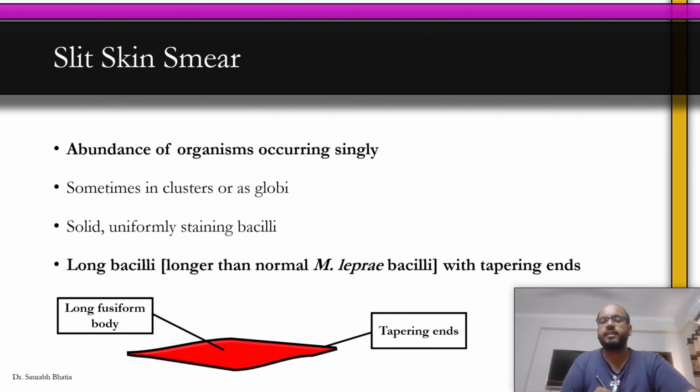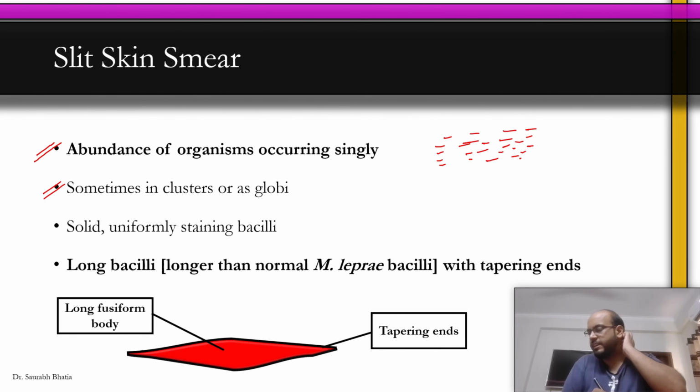Now, if we do a slit skin smear from the nodule, you will see an abundance of organisms occurring singly. That means they are isolated, separate from each other, because globi formation is rare. Globi formation does occur, but it is rare. In fact, Weedon's Textbook of Pathology mentions one case that the author has seen, and they have included that photograph. I've also included that photograph, and we'll discuss it.